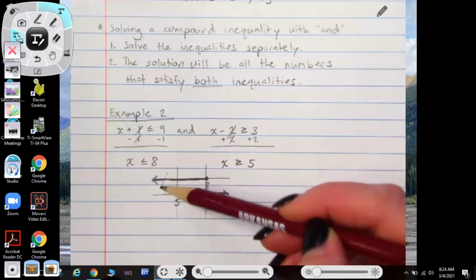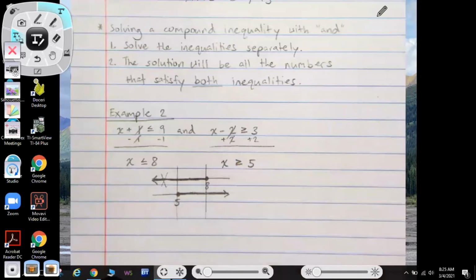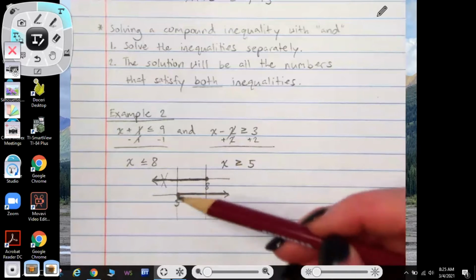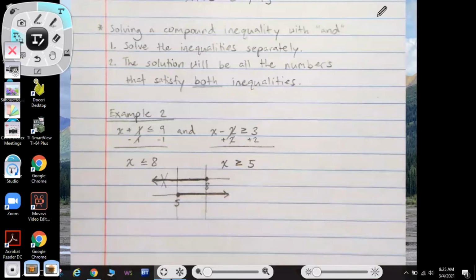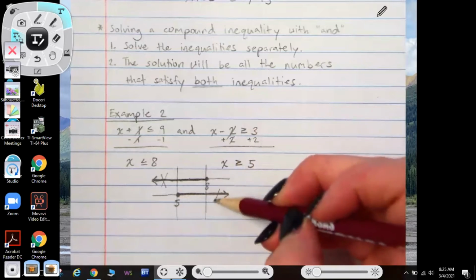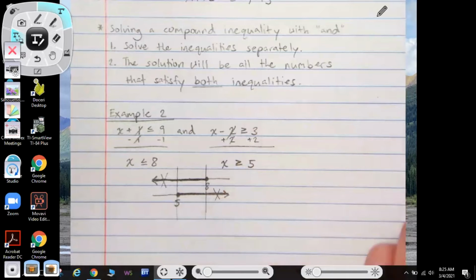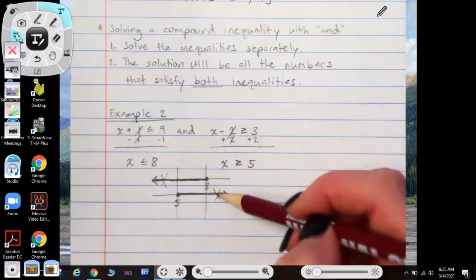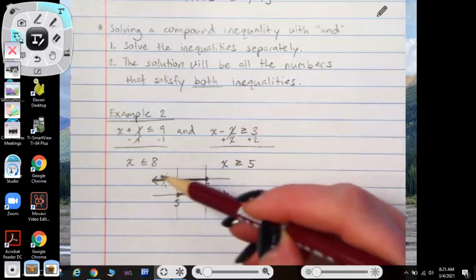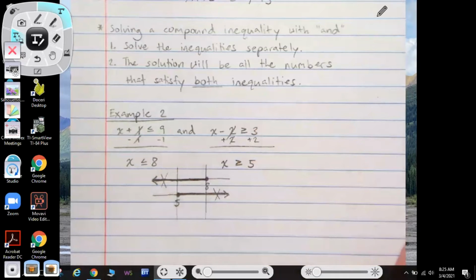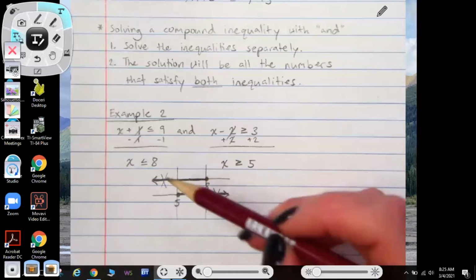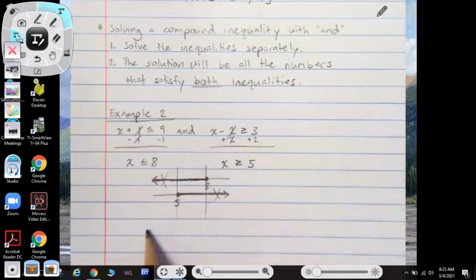So all these numbers over here won't be in our solution because even though they are less than 8, they're not greater than 5. And they have to be both to use them in our solution. Same thing with these numbers that are past 8 over here. Even though they are greater than or equal to 5, they're not also less than 8. So we can't use them in our solution. We can only use the numbers that satisfy both inequalities.